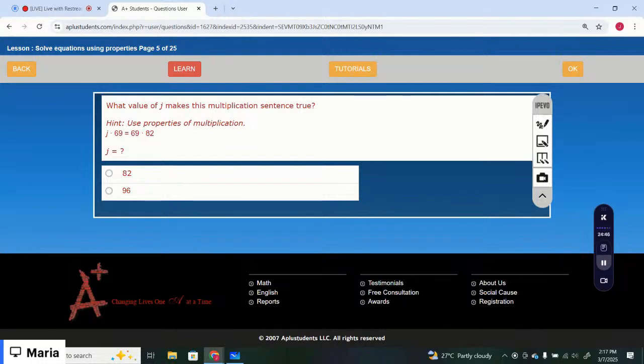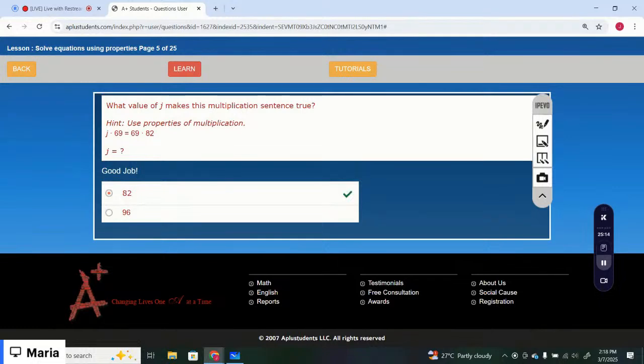What value of J makes the multiplication sentence true? J times 69 equals 69 times 82. J equals 82. Option number one is the correct option.